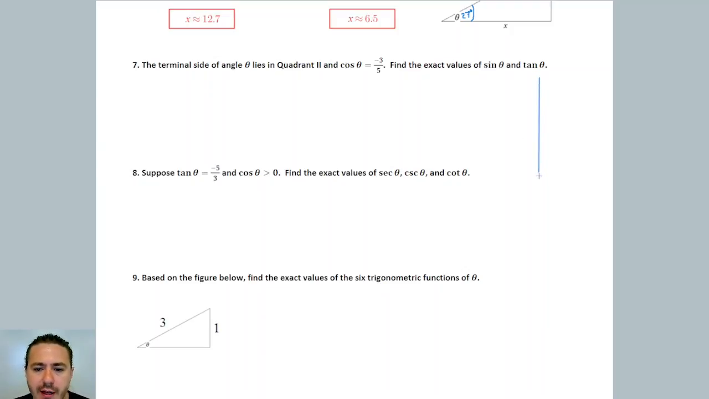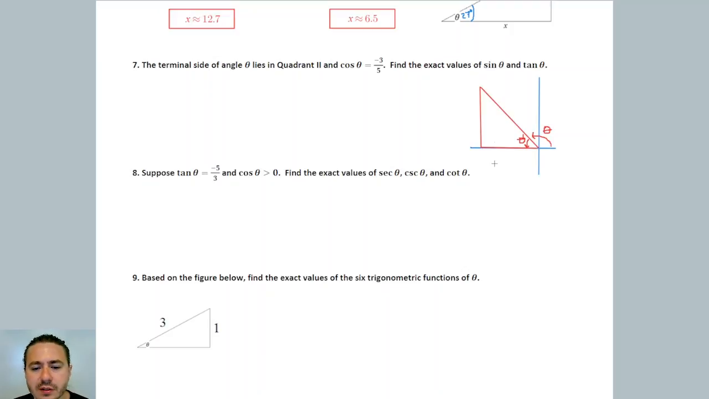So, if these are my axes, I really want to focus here on quadrant 2. My terminal side is somewhere over here. My reference angle will be here, right? I'm going to draw my little triangle. Okay, cosine of theta, so we'll call this our reference angle, theta prime, and of course theta's right here, but really we're going to use this triangle as our reference to calculate this.